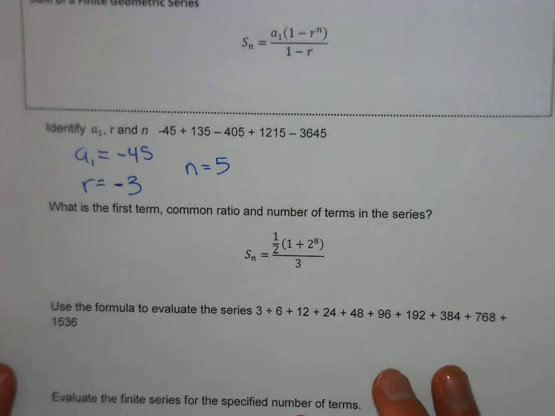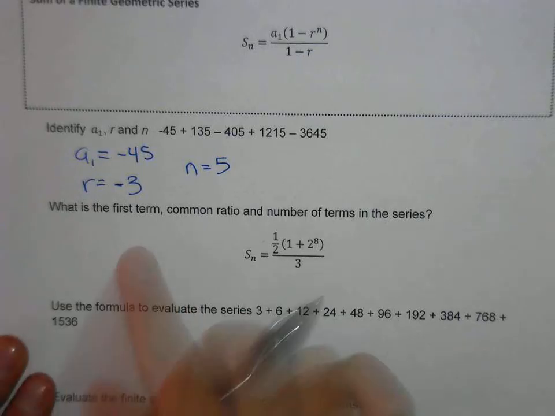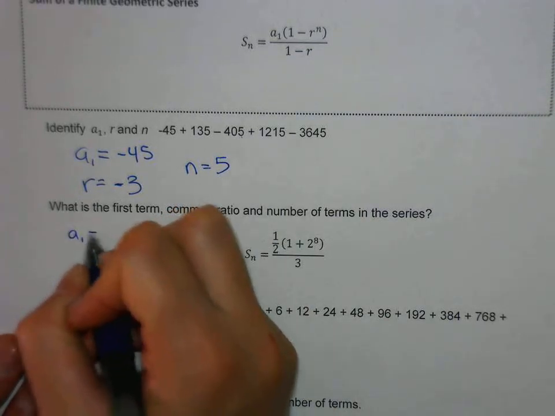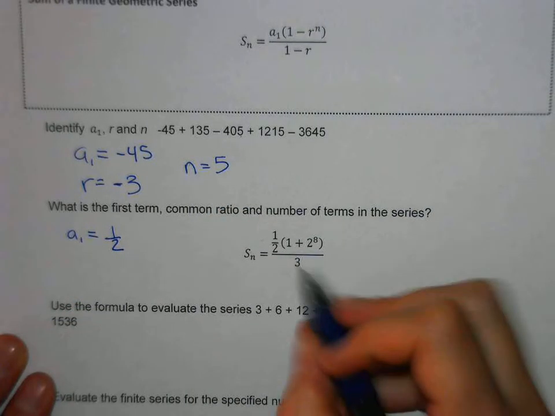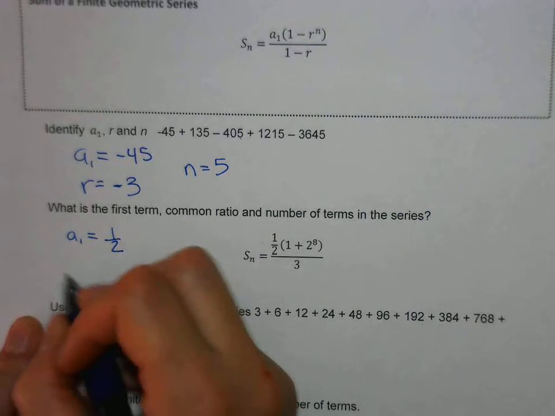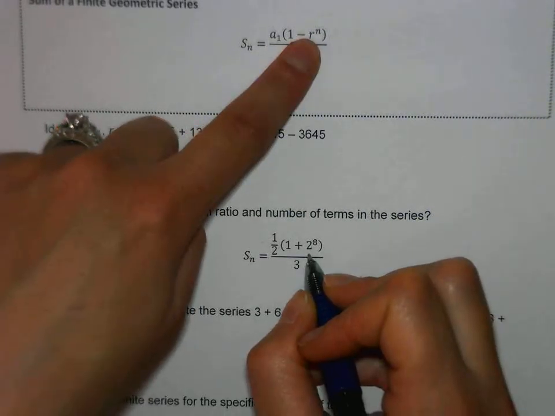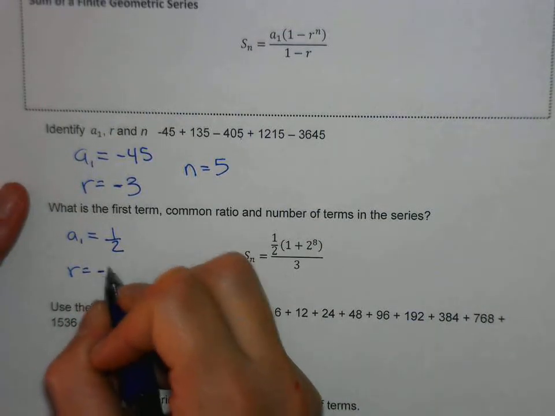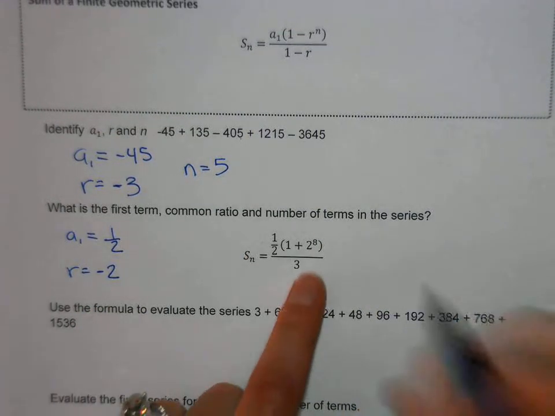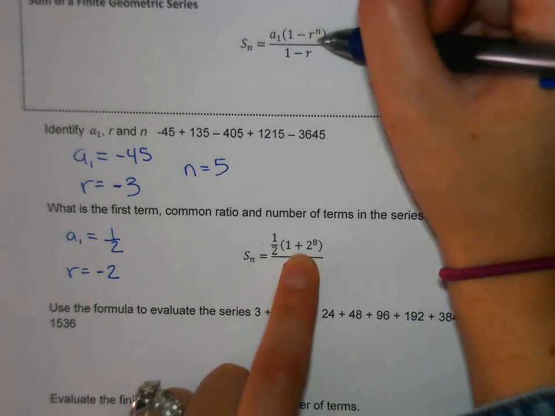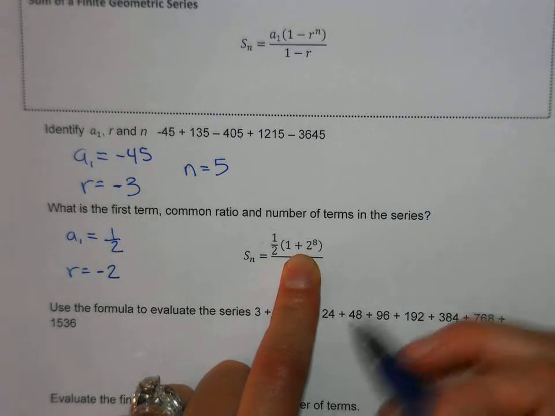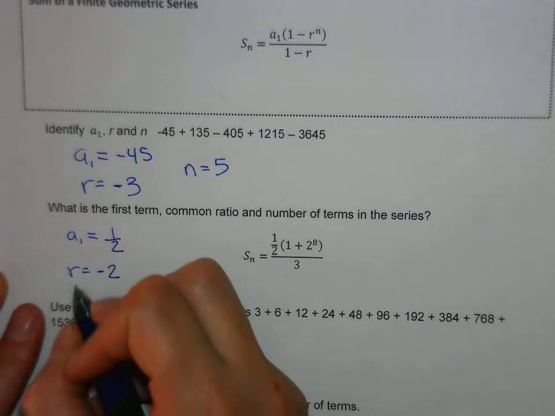Let's look at the formula. What's the first term? Our first term is 1/2. Our common ratio is negative 2, and it's a negative 2 because if this is a negative, now it's a positive, so negative 2. And our number of terms is 8.